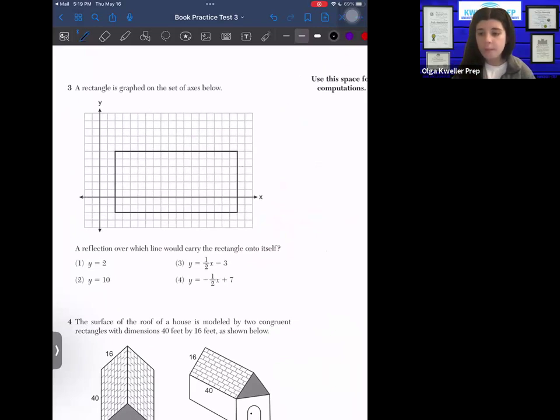Okay, we've got number 3. A rectangle is graphed on the set of axes below. And the question is, a reflection over which line would carry the rectangle onto itself?